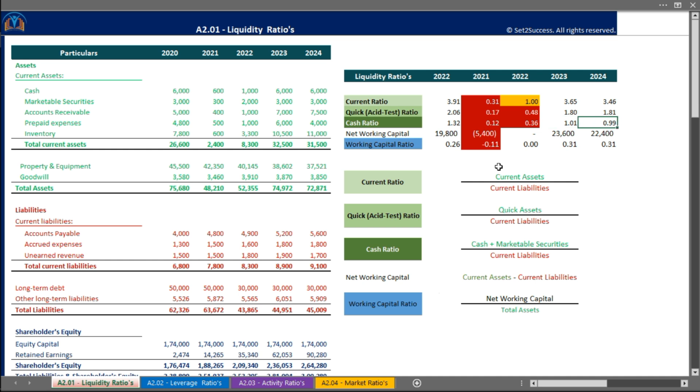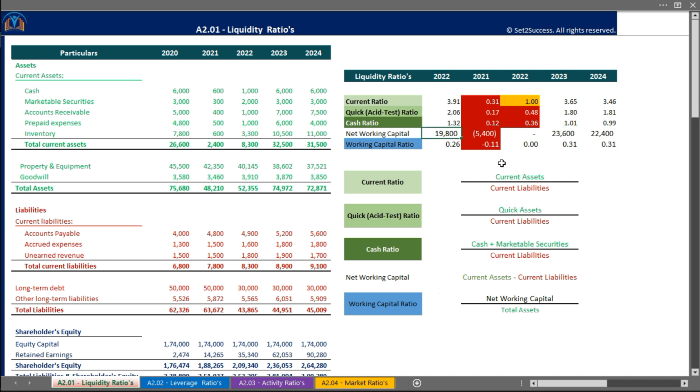0.99 means in 2024 we have 31,500 in current assets, but the cash ratio only includes part of that. 0.99 means only $100 is remaining. You can't pay $100 by using your cash ratio. Only $100 remains in your current liabilities beyond cash and marketable securities. So this is how your ratio is, and you can understand it.